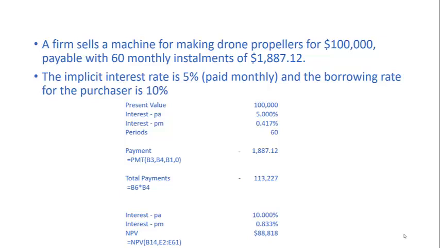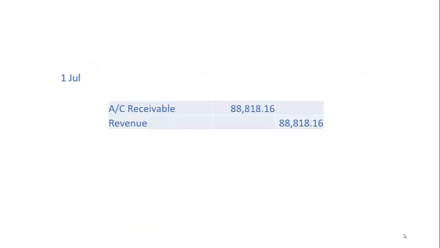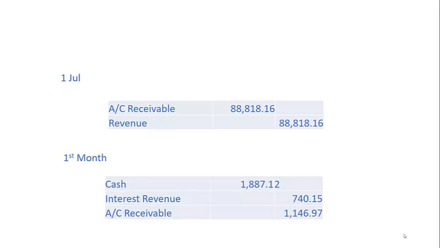So what that tells us is that when it comes to recognising revenues, on the 1st of July, we'd recognise $88,818.16 when we sell the machine, and a receivable for the same amount. And when we receive our first monthly payment, we'd still recognise the receipt of the monthly payment, $1,887.12, and we'd recognise a higher interest amount now. Why? Because there's now a greater risk, and so there's a higher interest rate being applied to the receivable. So it's going to be $88,818 times the higher interest rate, which gives us $740.15, with the remainder allocated to the account receivable.